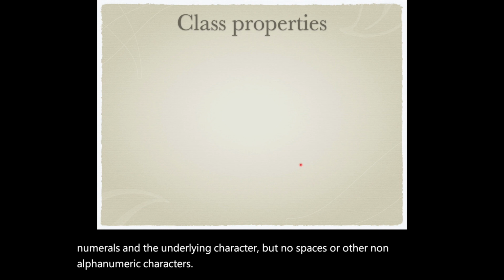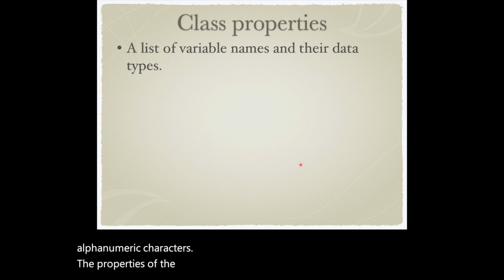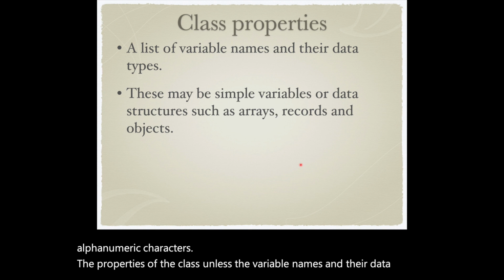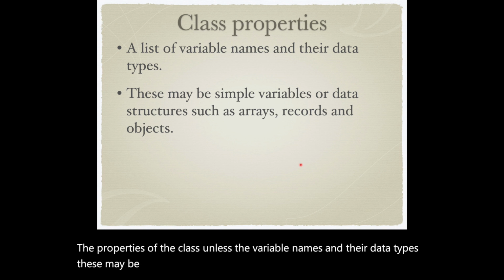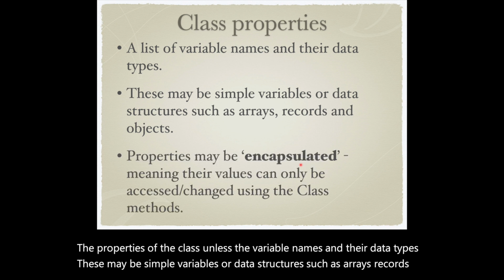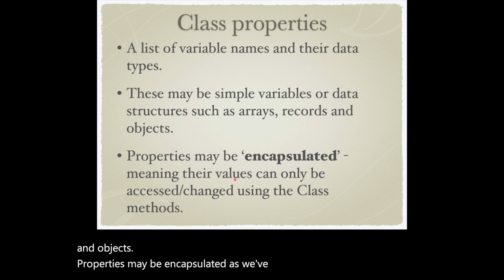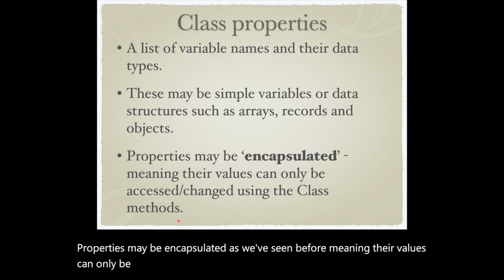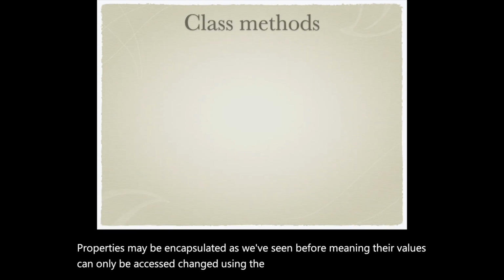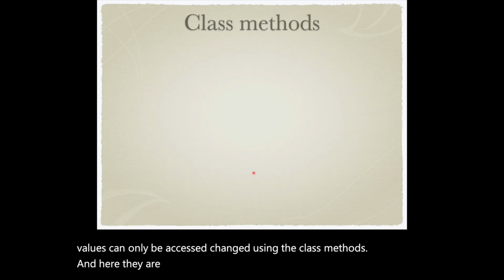The properties of the class: a list of variable names and their data types. These may be simple variables or data structures such as arrays, records, and objects. Properties may be encapsulated, as we've seen before, meaning their values can only be accessed or changed using the class methods. And here they are, the class methods now.